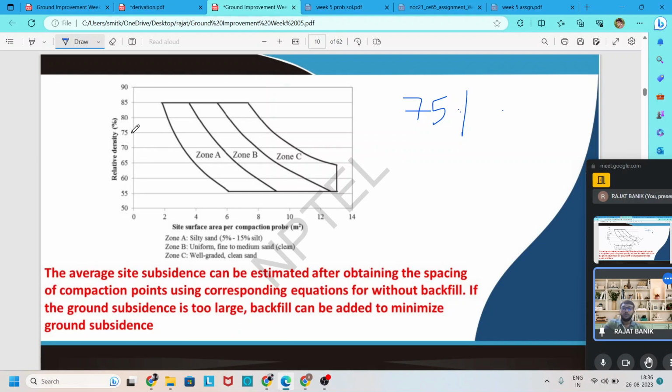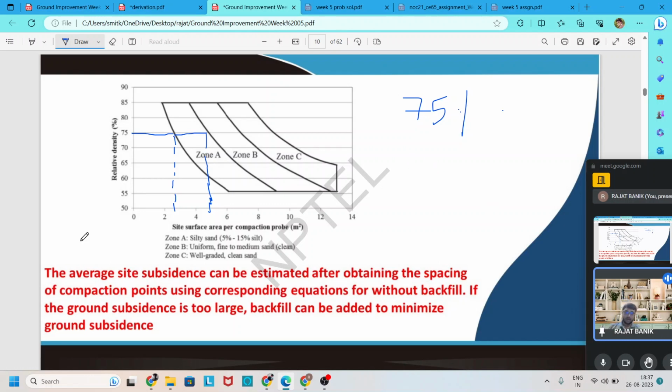By this chart, for 75%, you can draw a line like this and then draw vertically from this point like that. Our tributary area should be between 2.5 and 4.5 square meters, based on our suitability or cost of improvement. That means for zone A and relative density 75%, our tributary area should be between 2.5 and 4.5 square meters. And by this tributary area, we can find our spacing also.